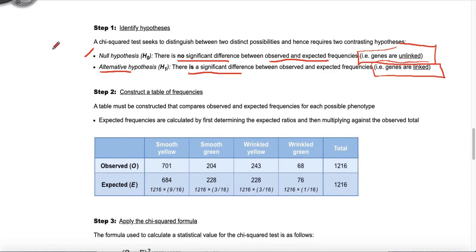Okay? So how do we create a table of frequencies? We have our 4 different types of possibilities that Mendel observed: the smooth yellow, the smooth green, the wrinkled yellow, and the wrinkled green. And let's say that he explored 1,260 total pea plants, right? Total pea plants. Now, this is what Mendel observed.